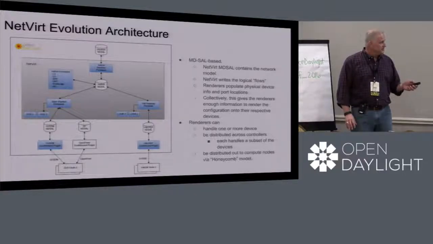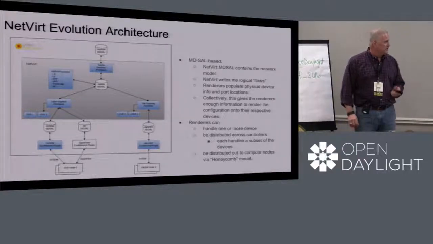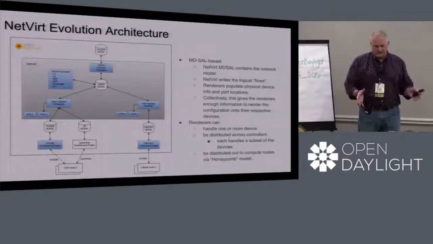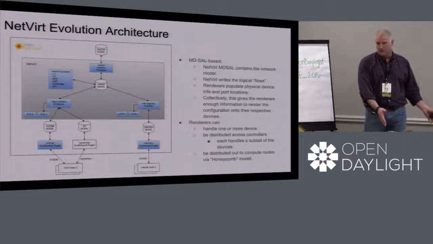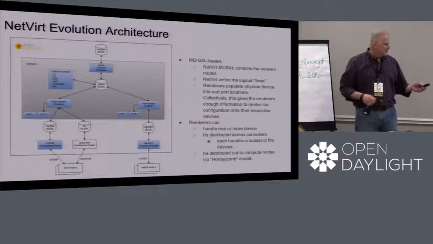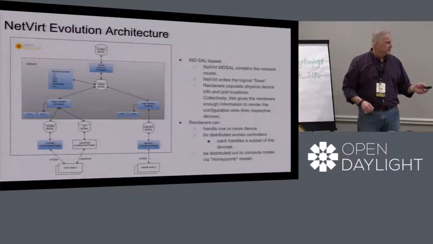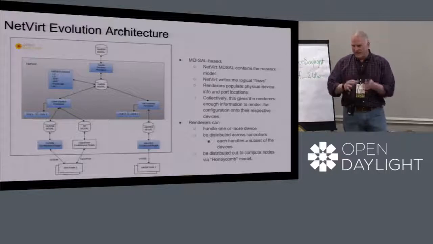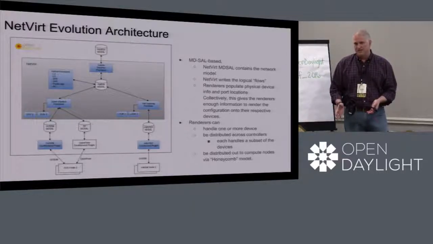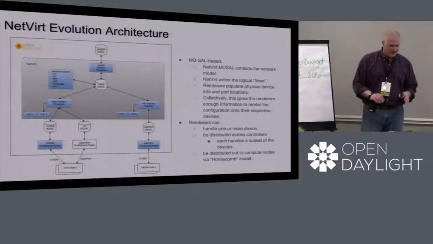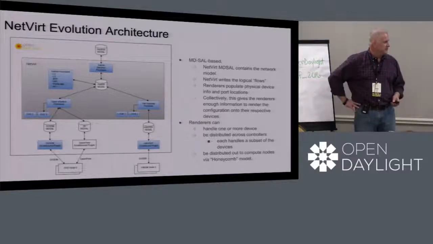So this is at a reasonably high level. And then each individual type of renderer, in this case the OVS switch, would have a way of building its flows and configuration. And the VTEP hardware gateway would have its knowledge about how to render that information onto its device, and isolate that from the generic functions.